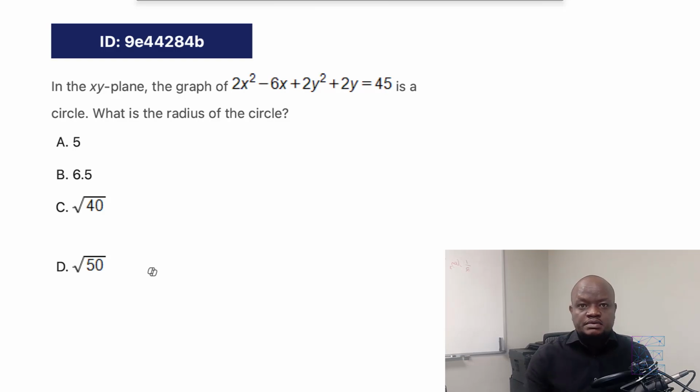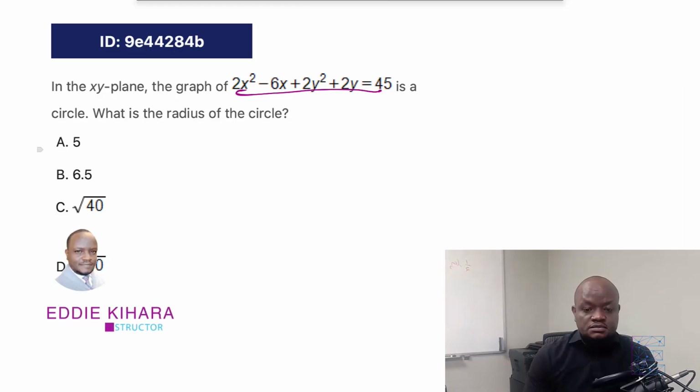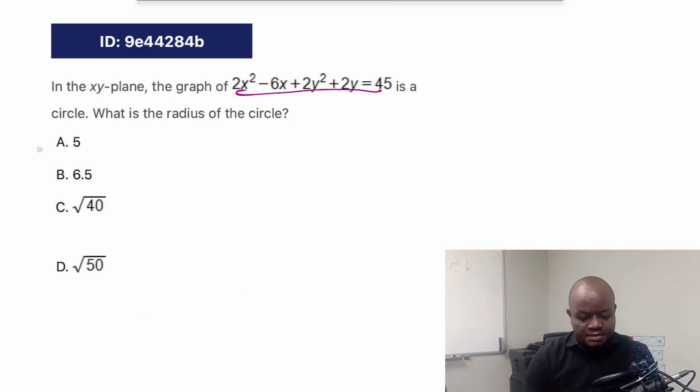In the xy plane, the graph of this equation is a circle. What is the radius of the circle? The quickest way to do this problem is through Desmos. So let's actually go ahead and hop into Desmos, graph this equation, and then I'll show you how to find the radius.